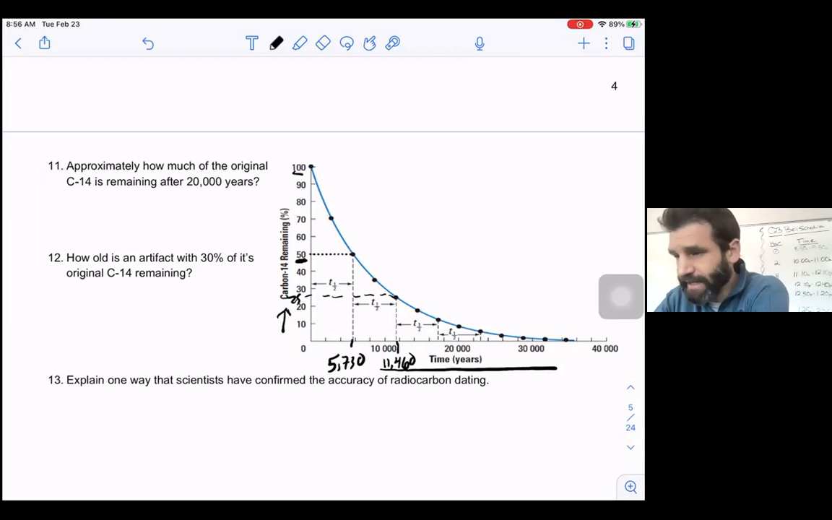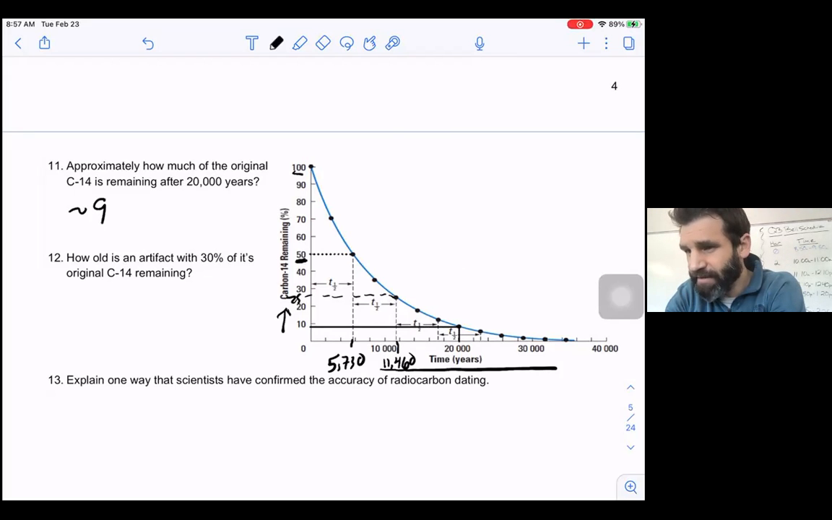So what I do is I go on the x-axis here to 20,000 years, and I see this point here. And then I draw this line across, try to make it straight. And that looks to me like there's approximately 9%. I wouldn't get mad if you said 10% there. Probably about 9% of the original carbon-14 remaining.